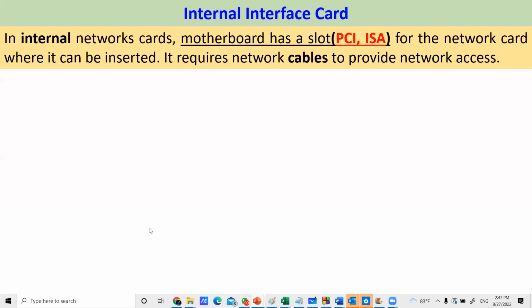From these two, we get some details about the internal interface card that I mentioned earlier, available inside the computer as a network card. It is fixed into the motherboard through the PCI or ISA slots. Then it requires a network cable to provide network access. That means if you want to connect from one computer to another computer, this network card needs cables. Then look at the appearance of the interface card. It looks like that.